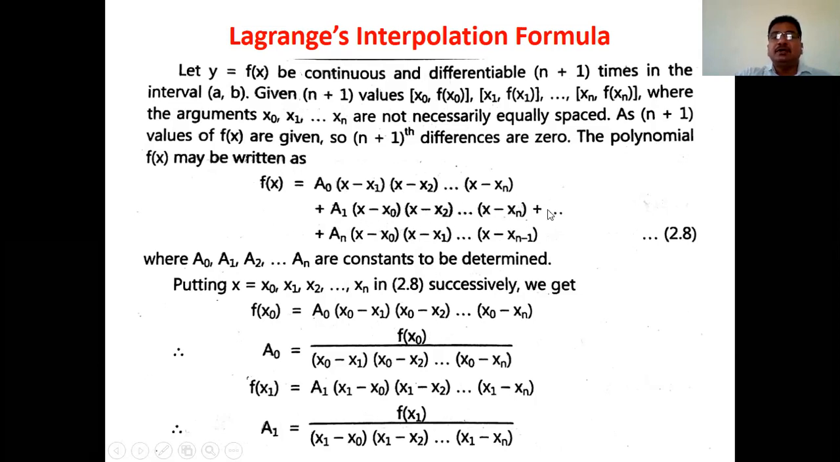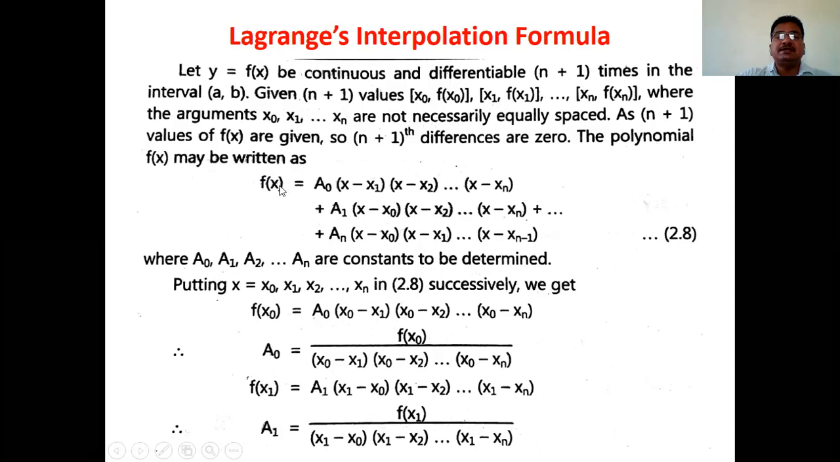Right here, one more term a2. The coefficient of a2 is (x − x0)(x − x1)(x − x3)...(x − xn). So right here, one more term for convenience, where a0, a1, a2, ..., an are constants and are to be determined. We have to find the values of these a0, a1, a2. So in order to determine the values of a0, a1, a2, ..., an, substitute x equal to x0, x1, x2, ..., xn in this equation 2.8 successively.